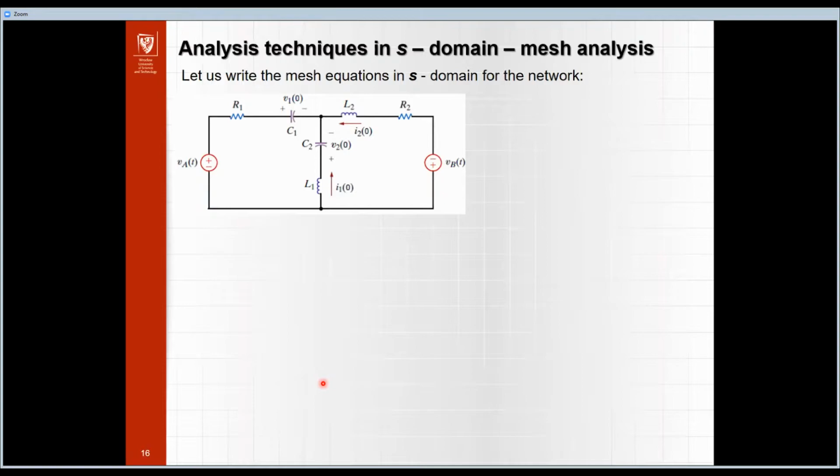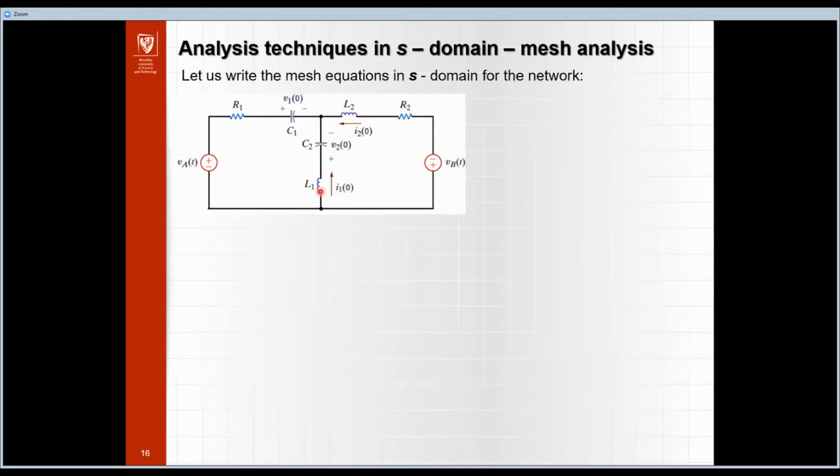We calculate many examples using the mesh analysis in the exercises. So now let's write the mesh equations in the S domain for such a network. Okay, so we have here two voltage sources, two resistors, two capacitors, and two inductors.